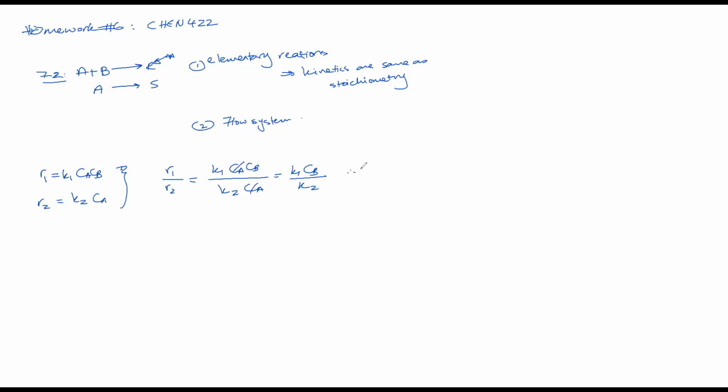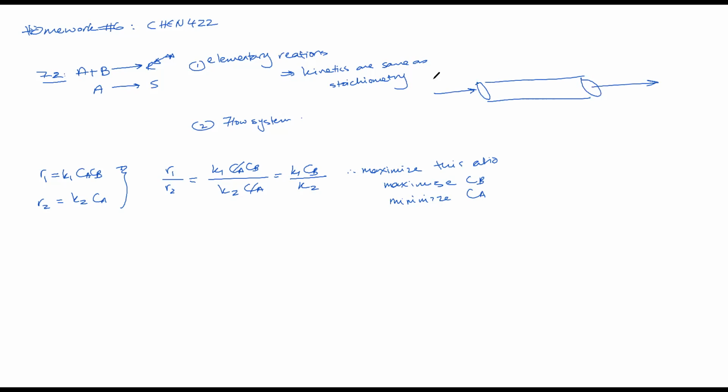So if I want to maximize R, I want to maximize R1 compared to R2. If I get this ratio R1 over R2, this is equal to K1 Ca Cb divided by K2 Ca. And as you can see here, the Ca's cancel out. So this is equal to K1 Cb over K2, right? Therefore, in order to maximize this ratio, I need to maximize Cb, right? I need Cb to be always high. And I need Ca to be low, right? So we maximize Cb and minimize Ca. So I want Cb to be high and Ca to be low.